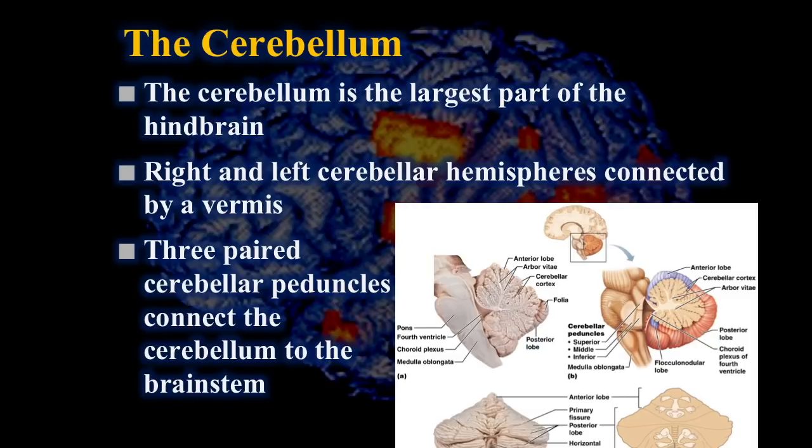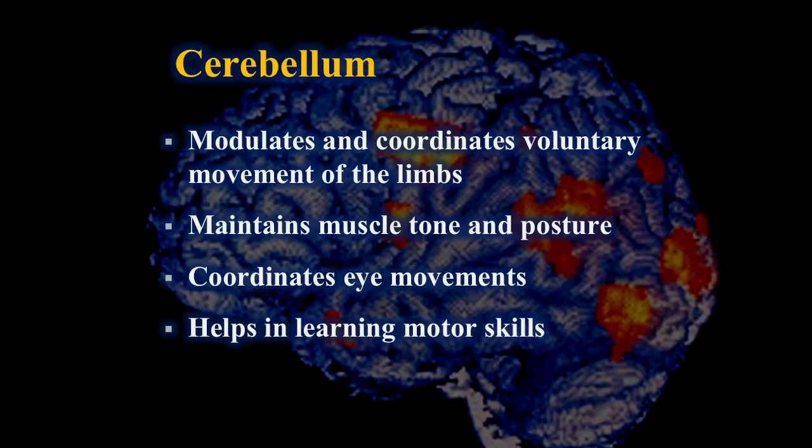But what does it do? It is going to help modulate and coordinate voluntary movement of the limbs. I'm just going to say that, and then we're going to get back to that on the next slide. It's going to make more sense. Just write it down for now. Secondly, it helps maintain muscle tone and posture. So it's also going to help with that, keeping your muscles ready to go.